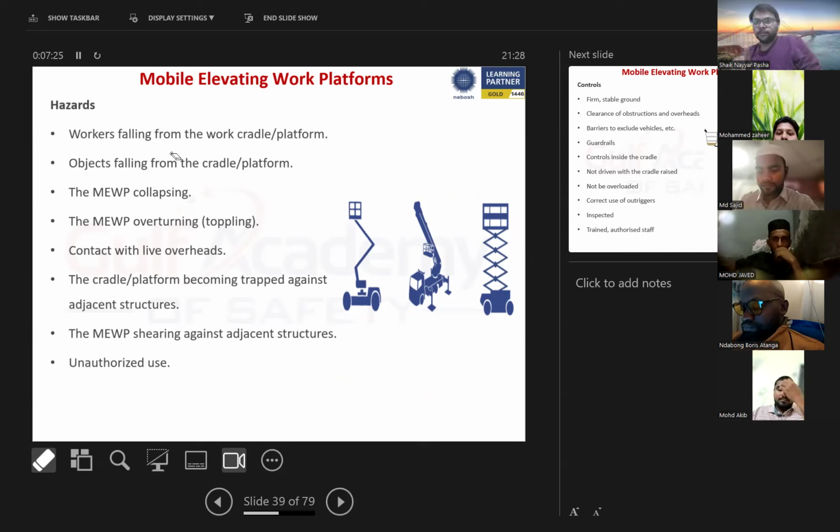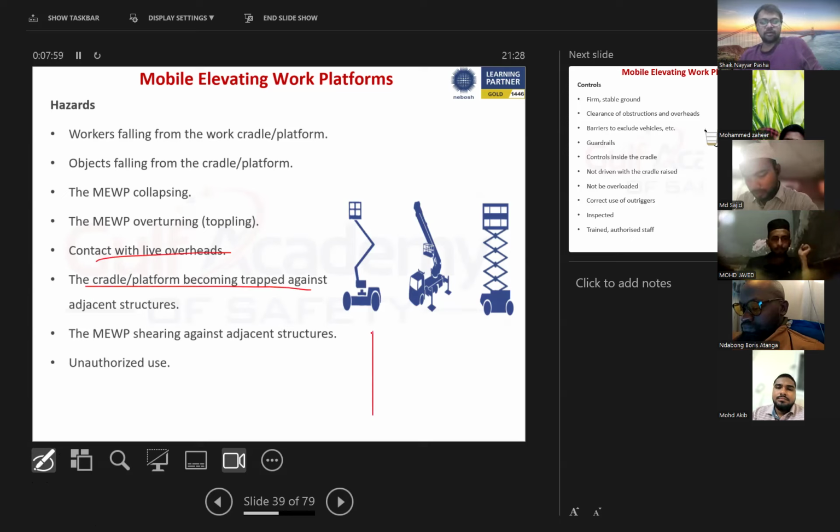And one more thing, whenever you are driving these MEWPs, make sure that the jib or boom is always taken down to the ground. Why? Because if it is raised up and you are moving, there is a possibility that it might come into contact with overhead power cables. So that is what: workers falling, objects falling, MEWP collapsing, MEWP overturning or toppling over. Okay, contact with live overheads.